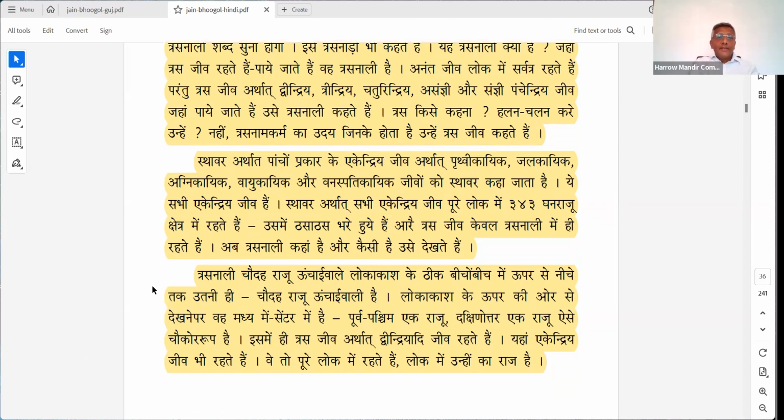Let's move forward. So this is the second paragraph here. Sthavar arthat pancho prakar ke ekendriya jeev arthat. So there's five types of ekendriya jeev. We've seen there's two types of panchindriya jeev, the sangni and the asangni. Does anyone know the five types of ekendriya jeev? Does anyone know, for brownies or star points? There's five of them. Name me a few. Name me how many you know. Who wants to speak? Raise your hands if you want to speak. There's a hand button somewhere where you can raise your hand. If you get into the habit of raising your hand, tell me which jeev.